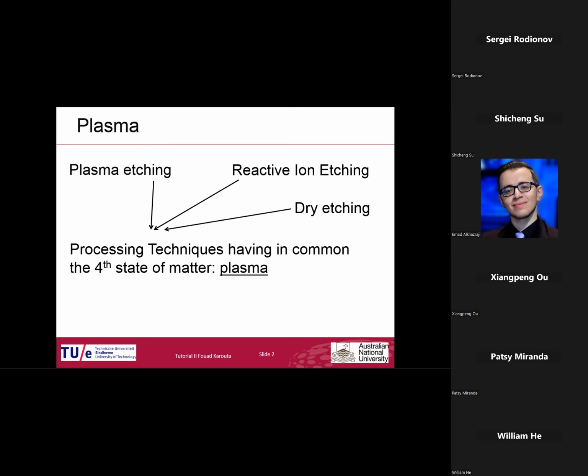So when we talk about plasma, sometimes you read it as plasma etching, reactive ion etching, sometimes even dry etching. I have to say dry etching is a little bit wider because, for example, a technique like CAIB, chemically assisted ion beam etching, is also a dry etching technique. But reactive ion etching and plasma etching are really common. They have the plasma in common, which means that we are using gases in the fourth state of matter that we call plasma. Of course, here we are not talking about the plasma of the blood.